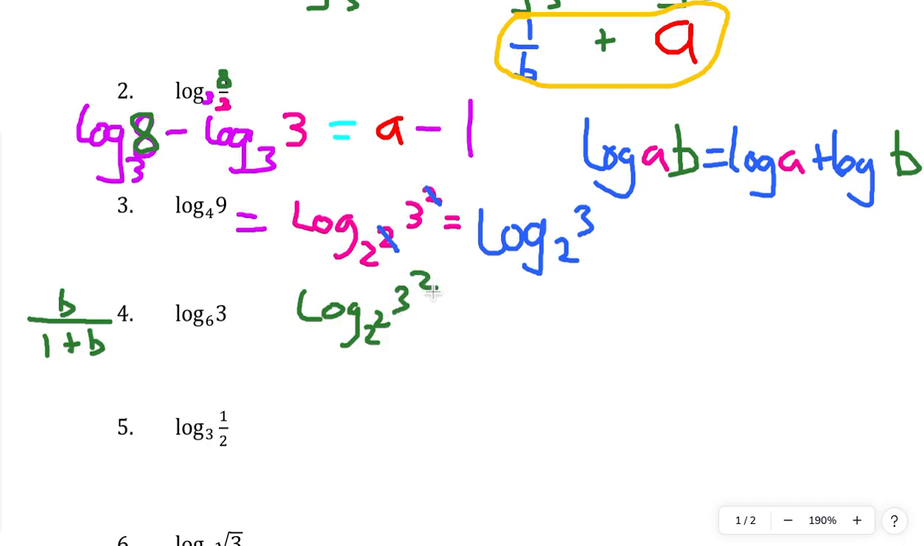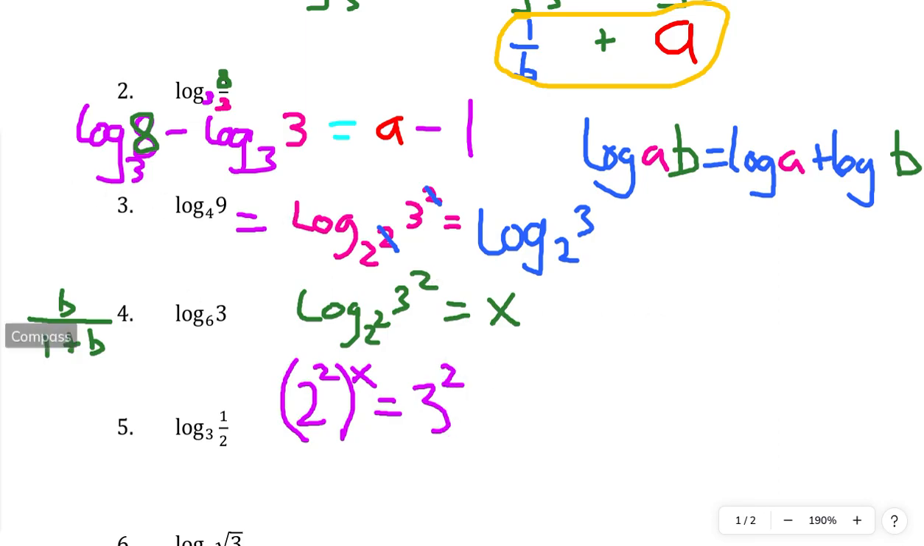And let's set it equal to x. And then we're going to rewrite the logarithm just as an exponential form. So what I mean is we're just going to get rid of the logarithm bit, and we're just going to say, hey, this is 2 squared to the power of x equals 3 squared. And what you'll see then is that this x here will multiply by the 2. And so this is the same thing as saying 2 to the 2x equals 3 squared. And then we can square root both sides.